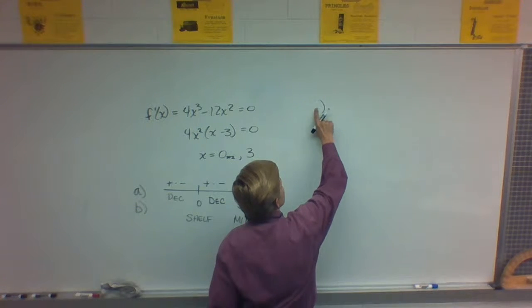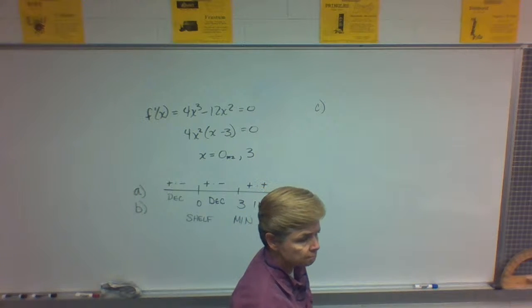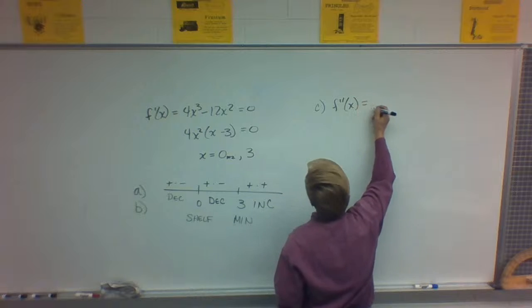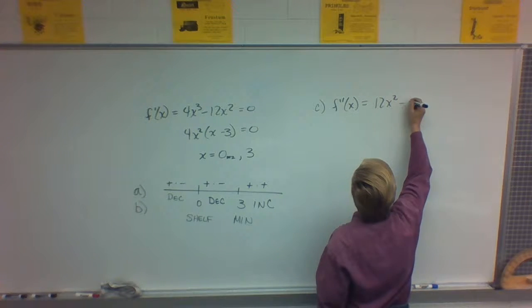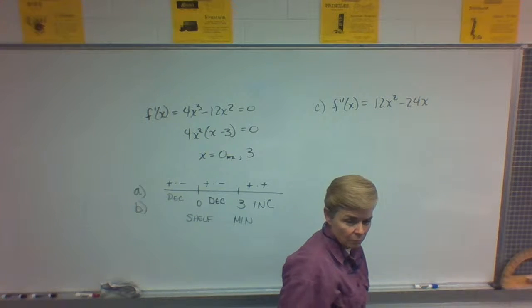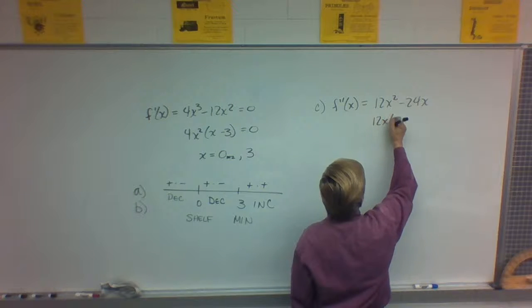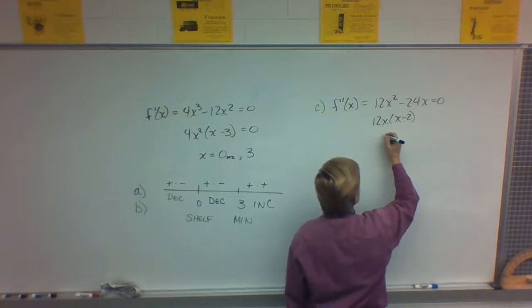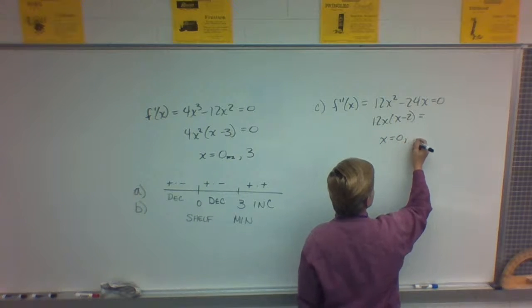How about C? What do they want to know in C? Concave up, concave down. What do we need? Second derivative. f double prime is equal to 12x squared minus 24x. You can simplify: 12x, x minus 2. Because we're attempting to set it equal to 0, it'll never be undefined, and so the zeros are 0, multiplicity 1 this time, and 2.